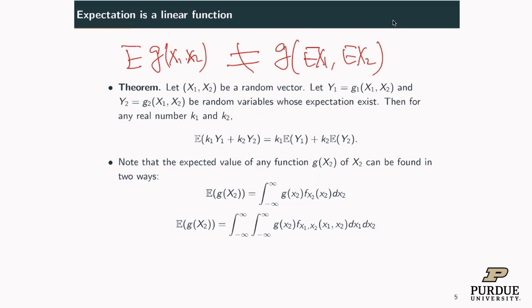Note that the expected value of any function g(X2) of X2 can be found in two ways. For example, this is only a function of X2. We can use the knowledge of the last lecture: the expected value of g(X2) can be evaluated using the marginal distribution of X2. Similarly, for today, I can use the joint distribution of X1, X2. In fact, they are exactly the same. You can integrate over dx1 first, getting the marginal from the joint. So these two equations are exactly the same.